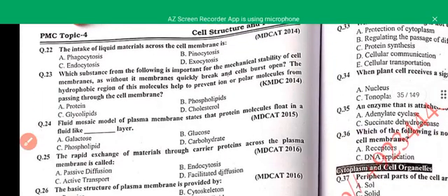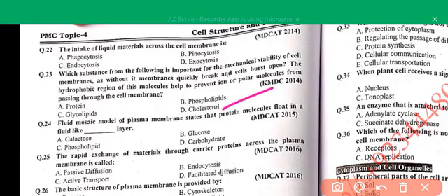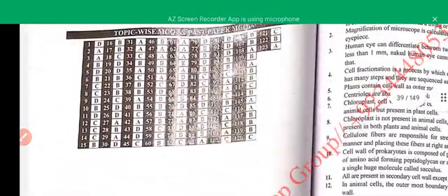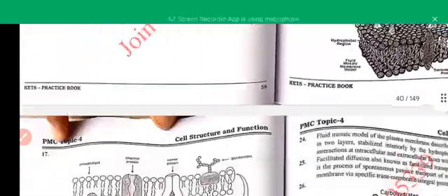Then, which substance from the following is important for the mechanical stability of the cell membrane, as without it the membrane quickly breaks down? Cholesterol provides mechanical stability to cells. The hydrophobic region of the molecule helps prevent ions or polar molecules from passing through the membrane. Cholesterol gives stability to the membrane. 23rd must be the D option, best. B, 23rd must be B. We have to follow the explanation.